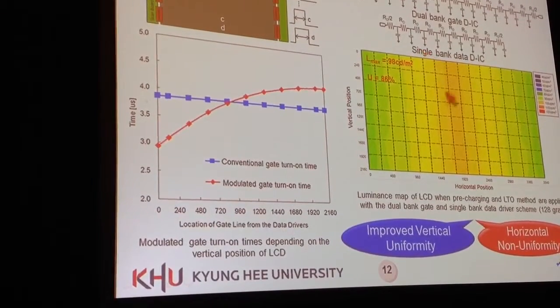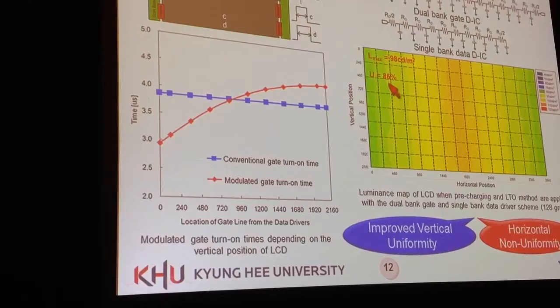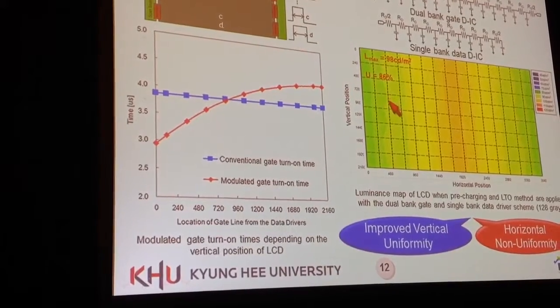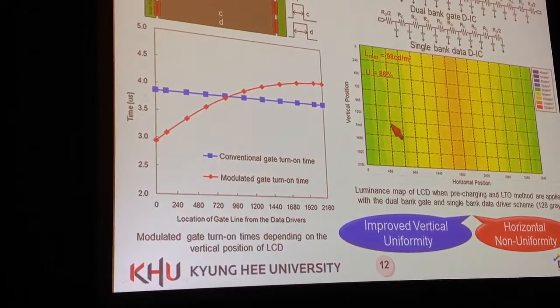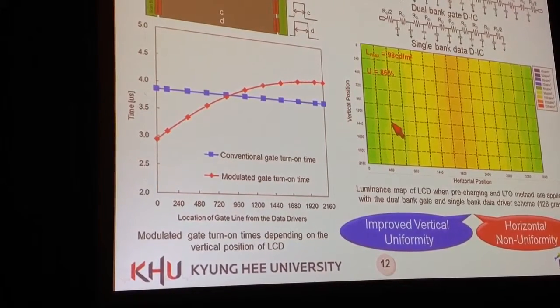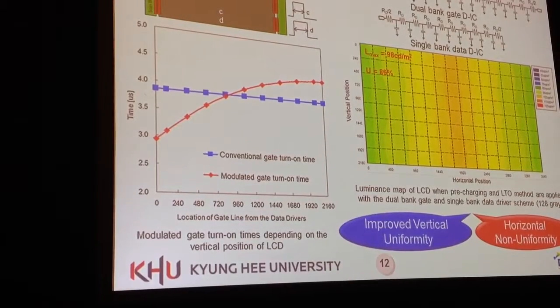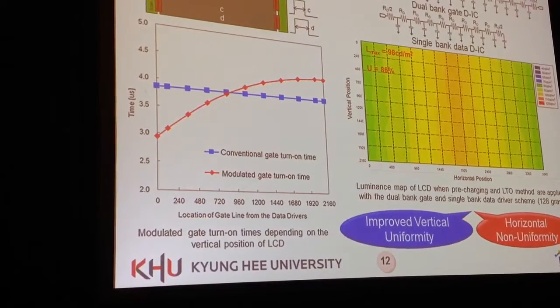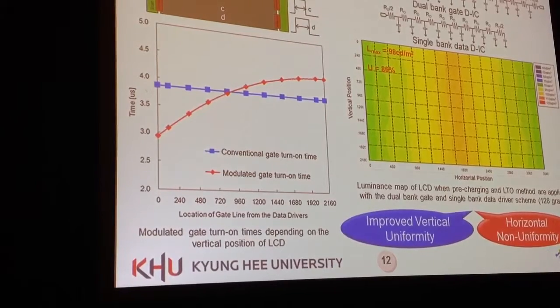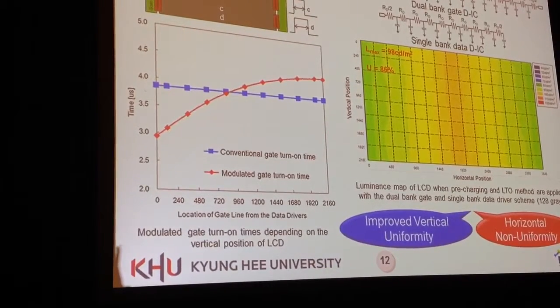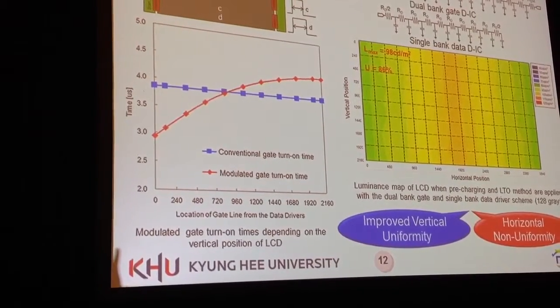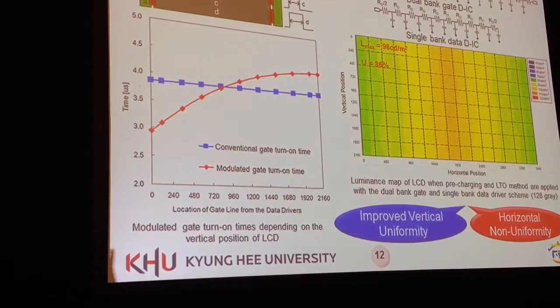And this figure shows the luminance map of the LCD when LTO is applied with the dual bank gate and single bank data driver scheme. The LCD displays grid level 128 as well in this case. Now you can see that uniformity is increased compared with the conventional single bank data driver scheme. But the uniformity in the horizontal direction is still poor.